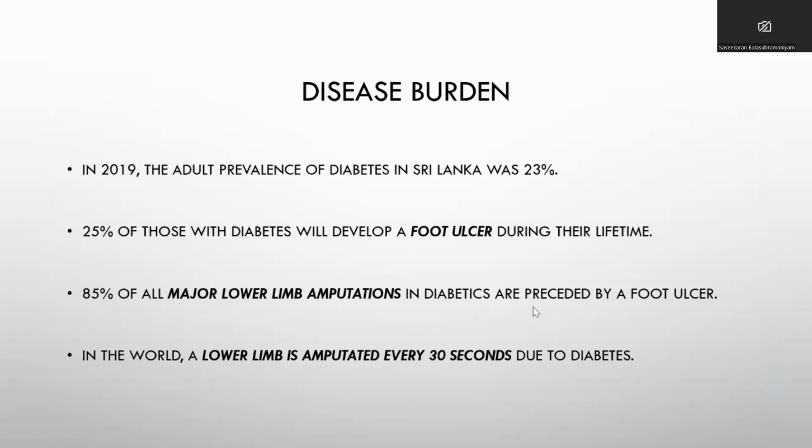In 2019, around 1 in 4 adults had diabetes, and again 1 in 4 of those with diabetes will develop a foot ulcer during their life. So foot care advice is important for any diabetic patient to prevent foot ulcer formation. And 85% of all major lower limb amputations are preceded by a foot ulcer. So when you see a patient with a diabetic foot ulcer, this patient might be a candidate for future or early amputation, so we should take care of this patient for limb salvage if we can.